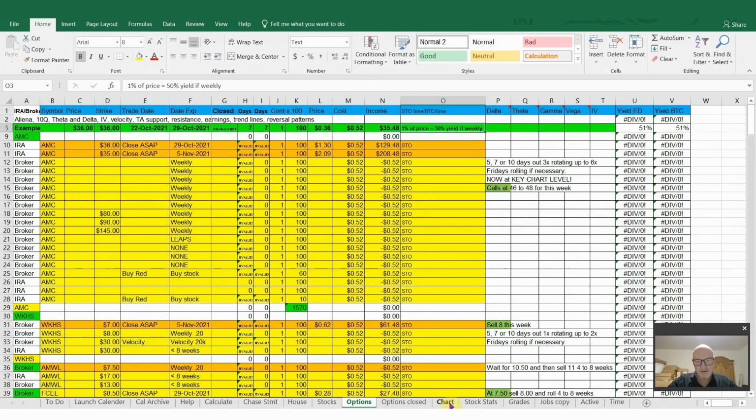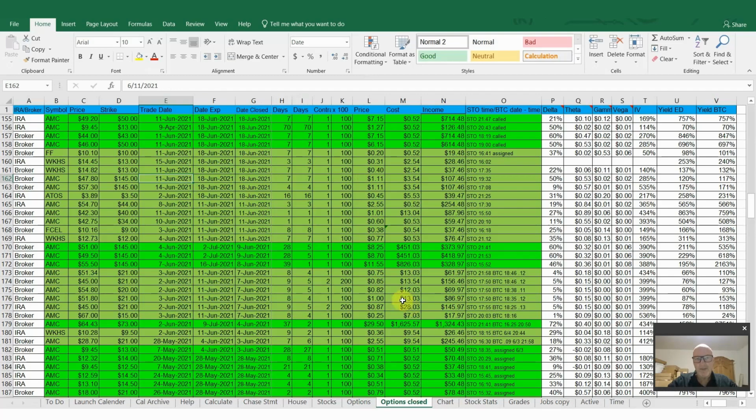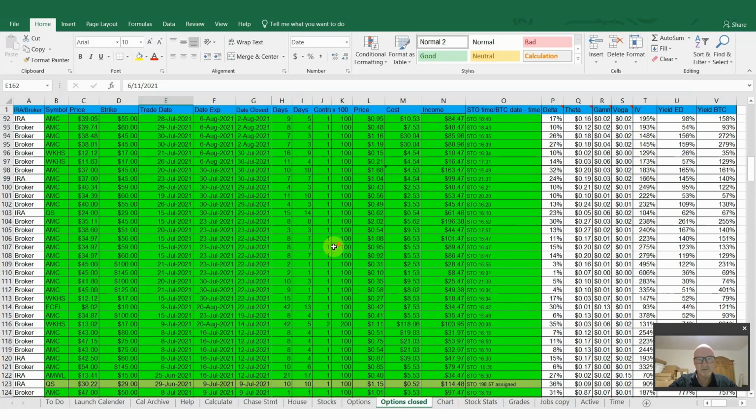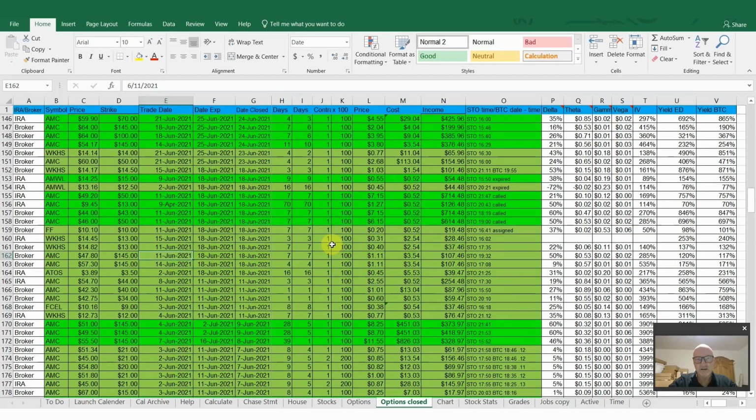Let's go back to this. This is options that I've closed in the last period, and I've had this set for June or whatever. Here's how I record it. I'm recording all of this stuff: trade date, expiration, closed, income, when I sold it, theta, gamma, and stuff. And you really have to do this. You need to set up a spreadsheet or something where you can track all this stuff, because otherwise you won't learn what's working for you.